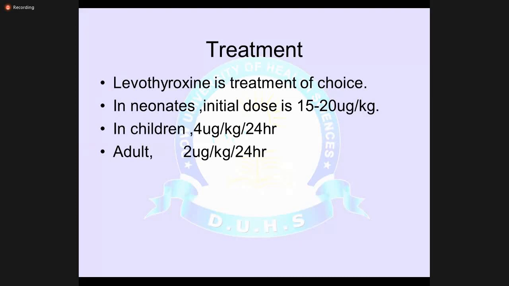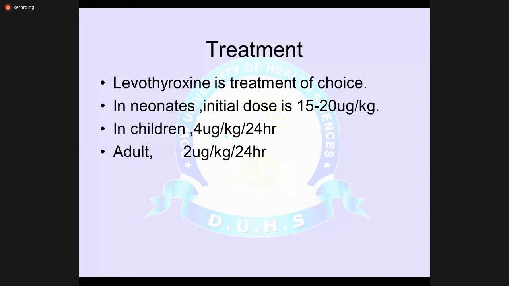But suppose you don't see the baby at the neonatal age, and a child is brought to you at the age of, for example, 4 years, with short stature and delayed development, and you investigate the child and find that this patient has hypothyroidism. In a child, you don't give the dose of 15 to 20 microgram per kilogram. The dose of thyroxine for a child is 4 microgram per kilogram per 24 hours. For example, the child is 4 years of age, and when you weigh the child, you find the weight is 12.5 kilogram.